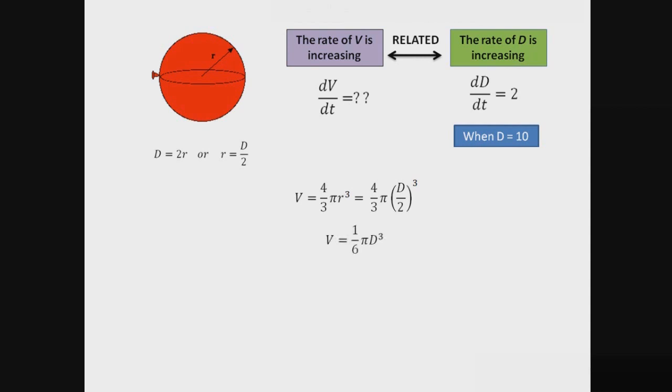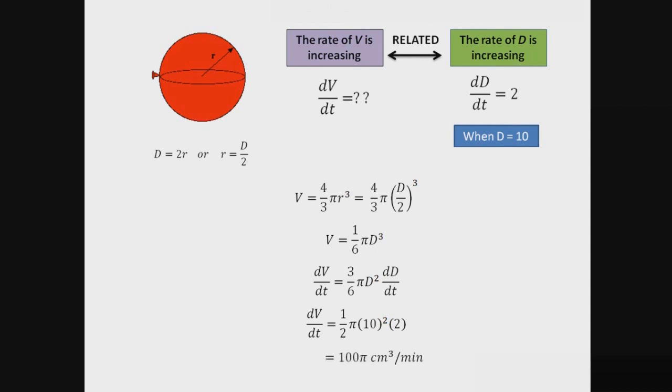From here, we need to do implicit differentiation in order to get the related rates. So now we get dV over dt is equal to 3 over 6 pi d square dd over dt. From here, we simplify and we get 1 over 2 pi. We substitute the d value, we get 10 square, and dd over dt, the value is 2. So we compute all the values, then we get 100 pi centimeter cube per minute.